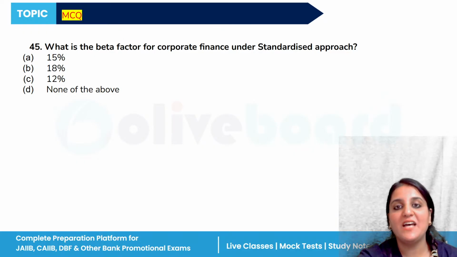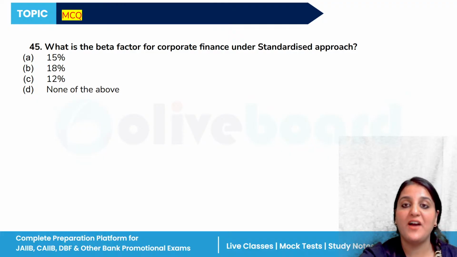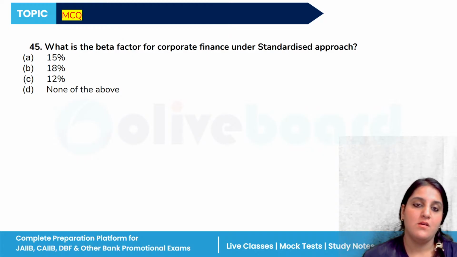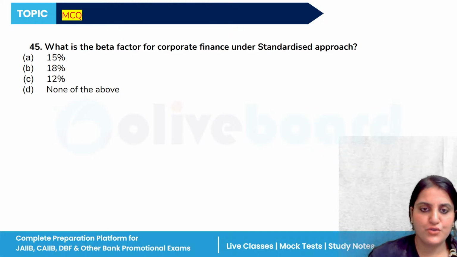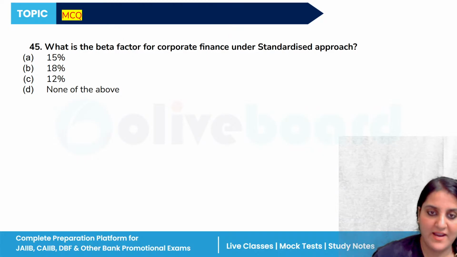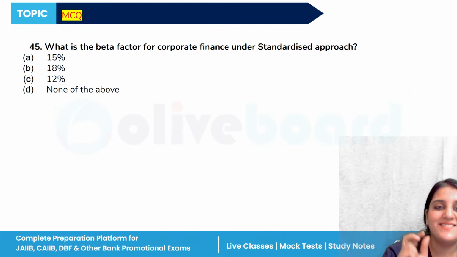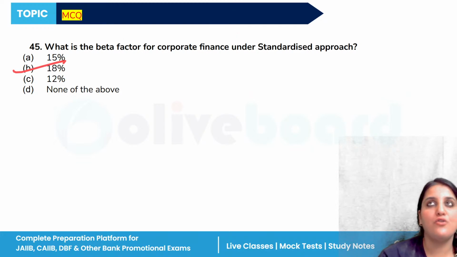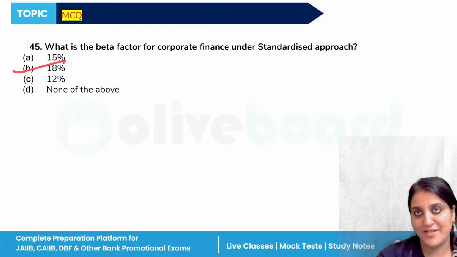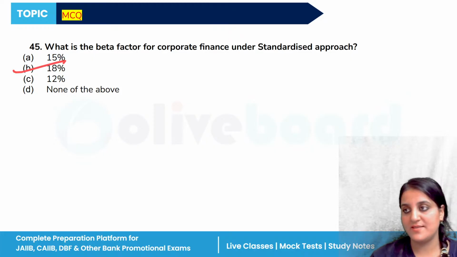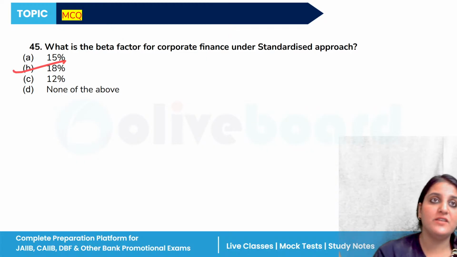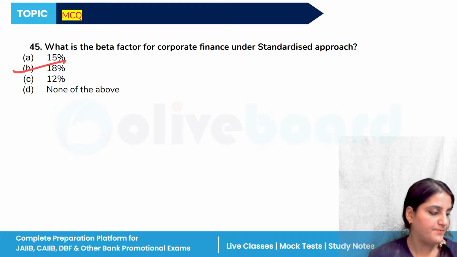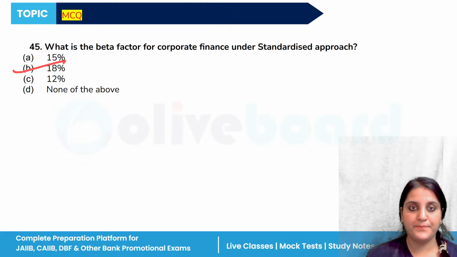What is the beta factor for corporate finance under the standardized approach? Under the standardized approach, in corporate finance, the beta factor is typically set to 18%. This factor is used in the calculation of the capital requirements, which allows the institution to assess the level of risk which is associated with the overall corporate exposures. Okay.